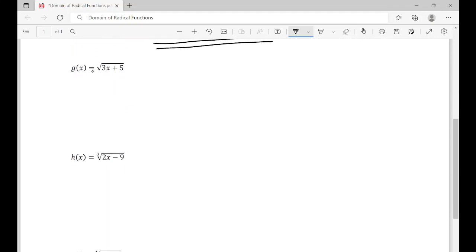Next, g of x equals the square root of 3x plus 5. The index here again is a 2, so it's even. So I just take what's underneath the root, 3x plus 5, and I set it greater than or equal to 0. And now I just solve. Subtract 5 over, 3x is greater than or equal to negative 5. Divide by 3, x is greater than or equal to negative 5 thirds.